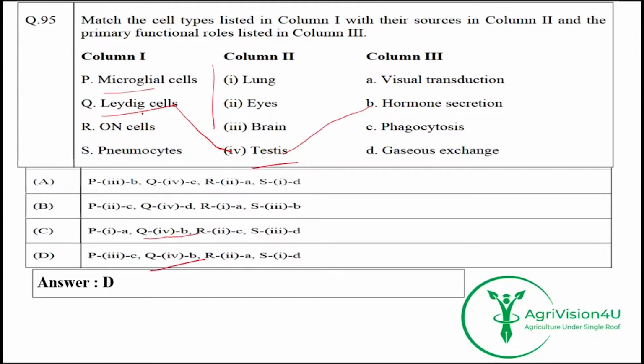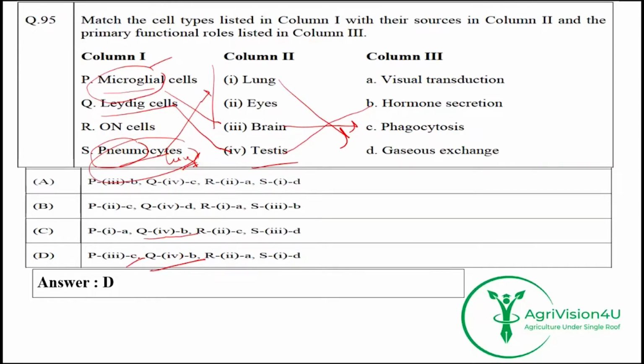We have two options. Coming to Leydig cells, microglial cells. Microglial cells, obviously microglial cells, they are present in the brain. Fine. And microglial cells or macrophages all have the role of phagocytosis. So P3C. We have P3C. Then we have pneumocytes. The name pneumo only suggests it belongs to the lungs. Fine. So it would be lungs, S1, and gaseous exchange. They are present in the alveoli basically. So S1D.